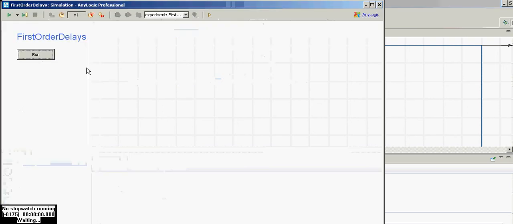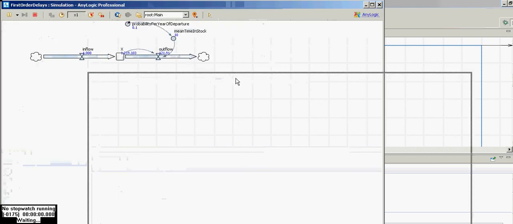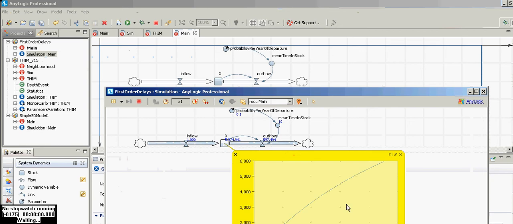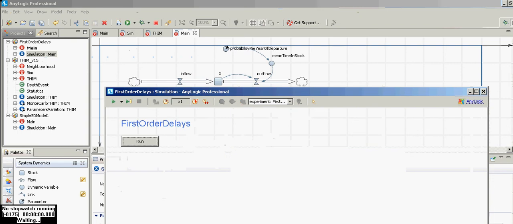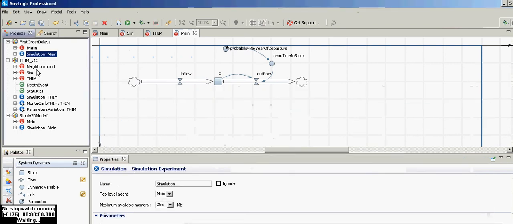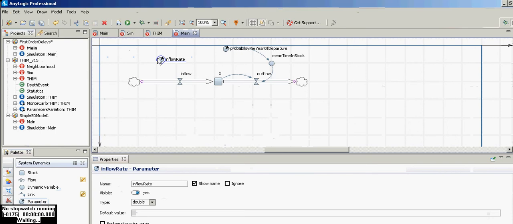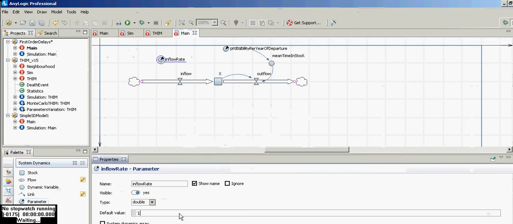Let's create a parameter called inflow rate, which will be something we can change. We're going to give it a value of 1,000, and we will set the inflow to be equal to the inflow rate. This is just because we can't explicitly change the inflow while it's running. Did people see how I did that? I added a parameter, I made its value 1,000, and then I set inflow to equal inflow rate.